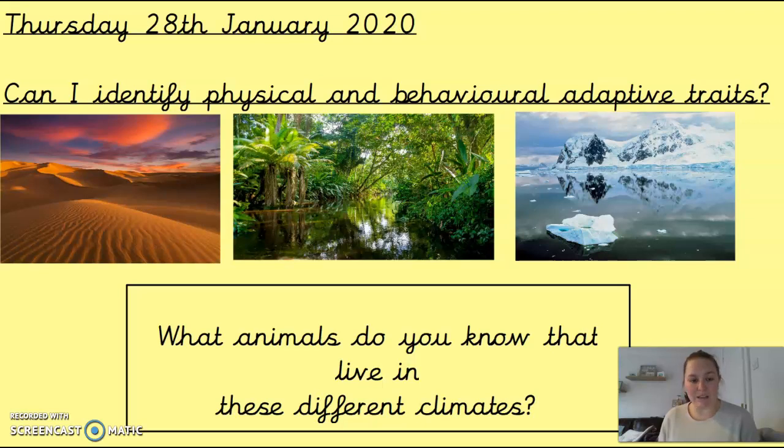Let's start with a little thinking task. Look at these different pictures and note down for me, pause the video and note down any animals that you can think of that might live in these different places. Okay, so we've got a kind of a desert environment, a rainforest type environment and an Arctic environment.